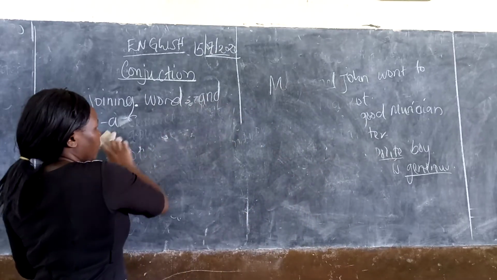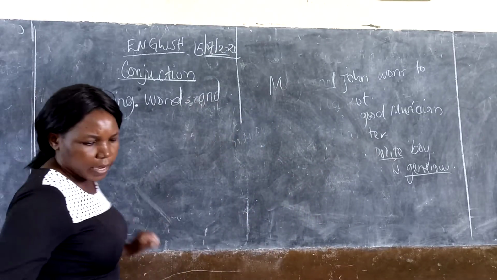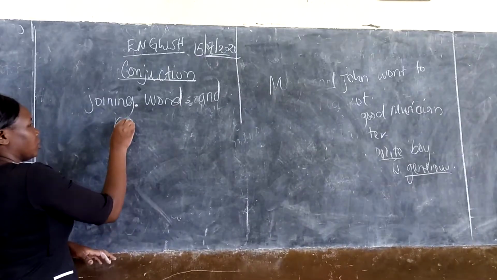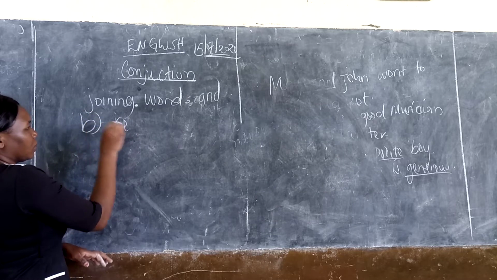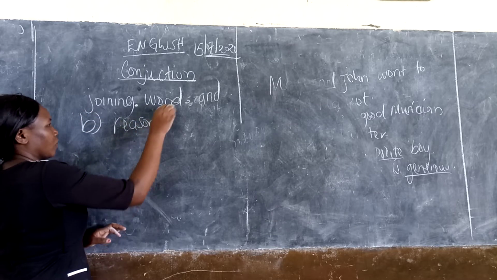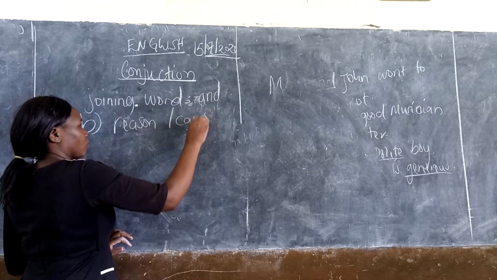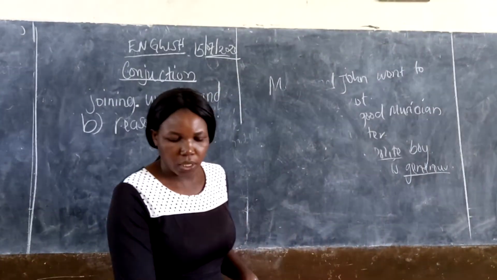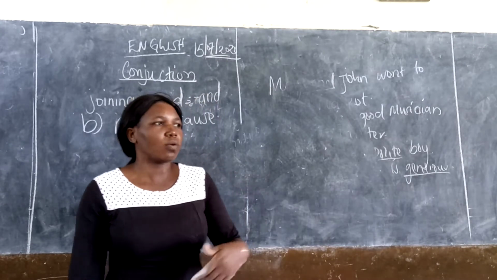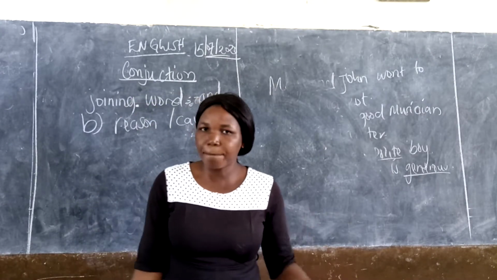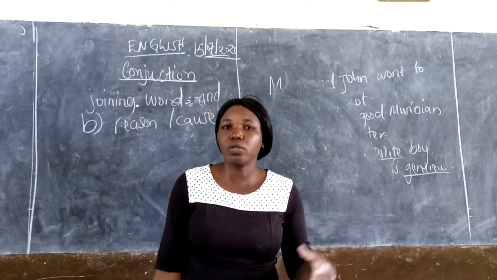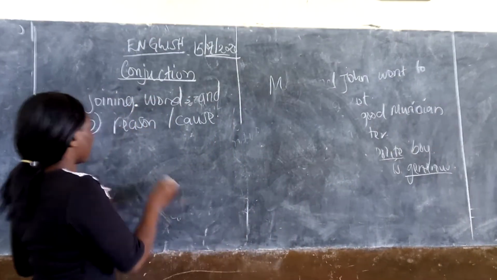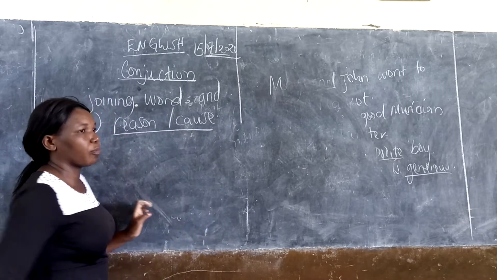When you are talking about addition of information, another type of conjunction shows reason or cause. This is B, reason or cause. When you are talking about reason, we want to know what happened, why did something happen, or what was the cause of that thing to happen. This is another type of conjunction.